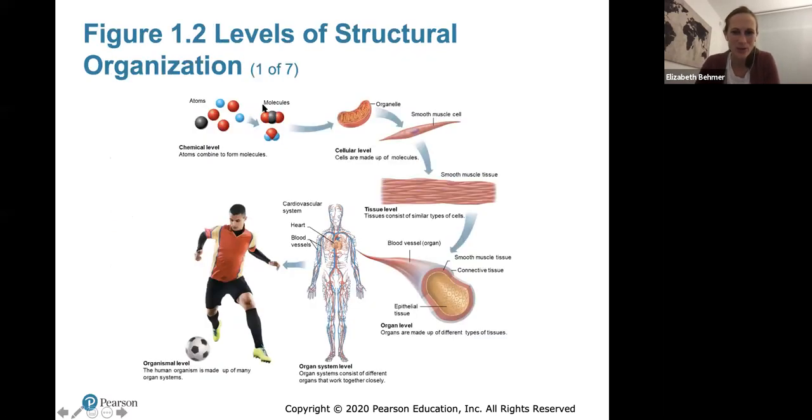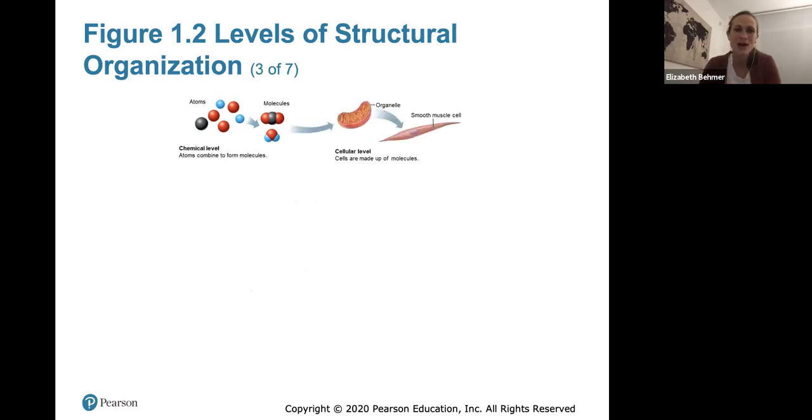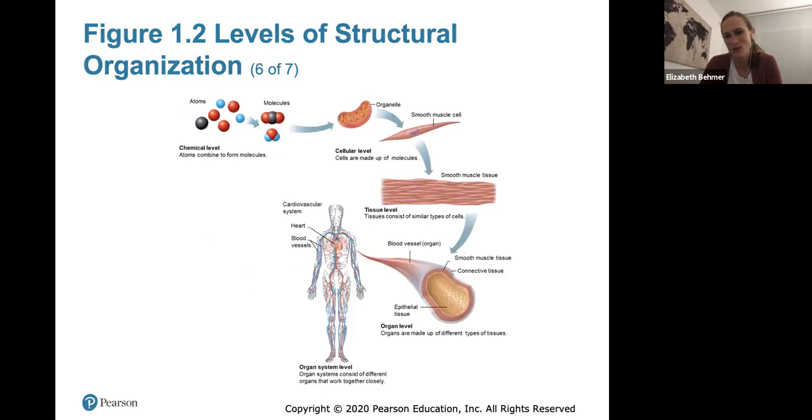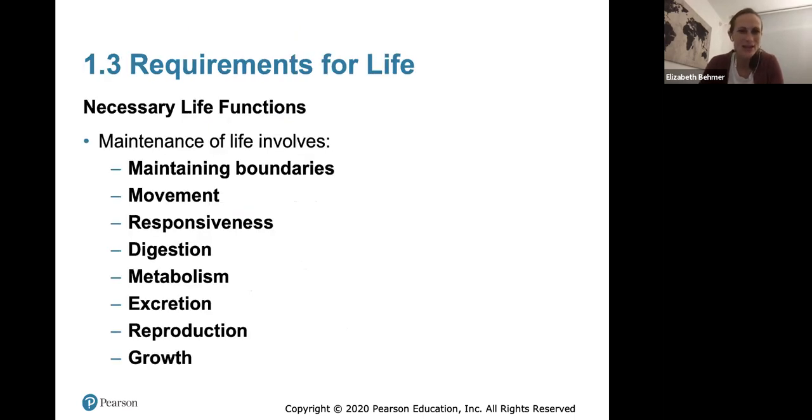And I think we show pictures of these levels of structural organization. And again, you should know this order of structure. If you took me for anatomy, I'm really into this organizational structure. So you should be able to identify and put these structural organizations in order. All right, requirements for life, necessary life functions.